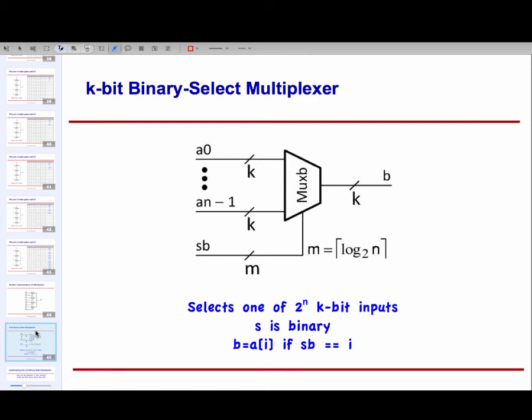I notice I went over time, so I'm going to stop out here. But just to summarize, we saw encoders, decoders, and multiplexers, 3 very important modules.